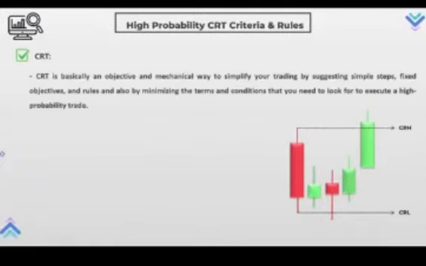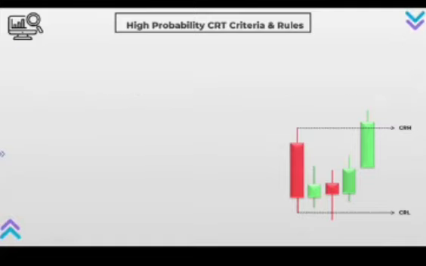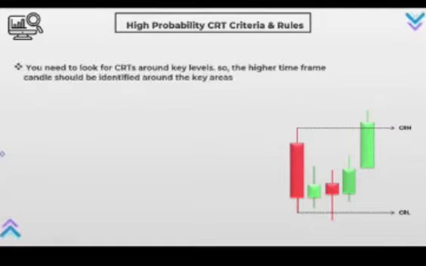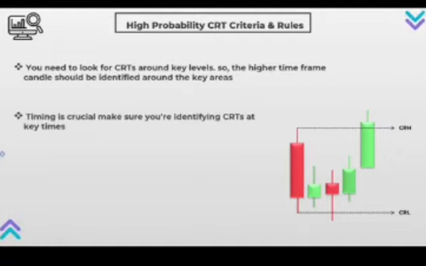CRT is basically an objective and mechanical way to simplify your trading, by suggesting simple steps, fixed objectives, and rules, and also by minimizing the terms and conditions that you need to look for to execute a high-probability trade. First, you need to look for CRTs around key levels, so the higher time frame candle should be identified around the key areas. Second, timing is crucial. Make sure you're identifying CRTs at key times.